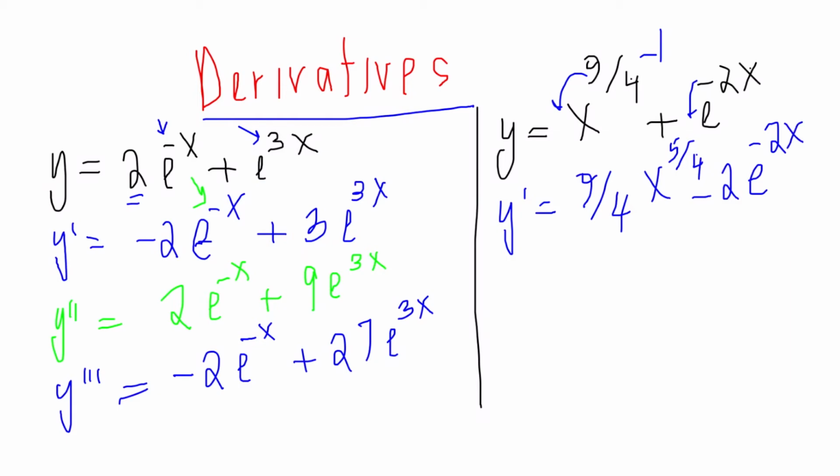So if we go on and find the second derivative, it will be just the same way. For this one, we will have to bring this down and multiply it here. It becomes 45 over 16 x power 1 over 4, if you subtract 1 here. And then here it will be plus, because when you multiply negative 2 times negative 2 it becomes plus 4 e power negative 2x.